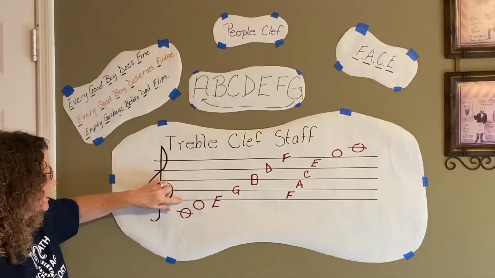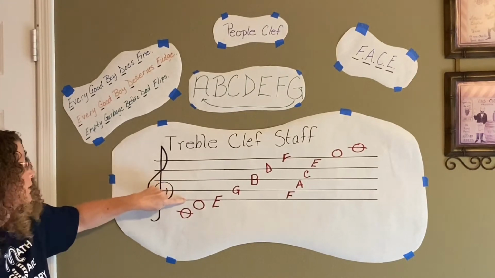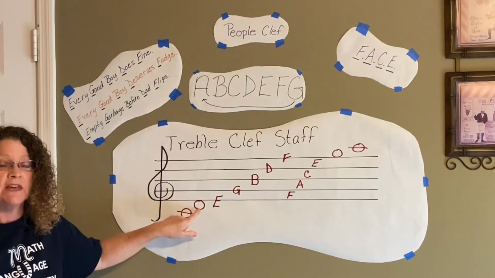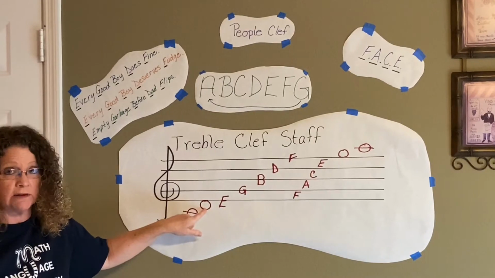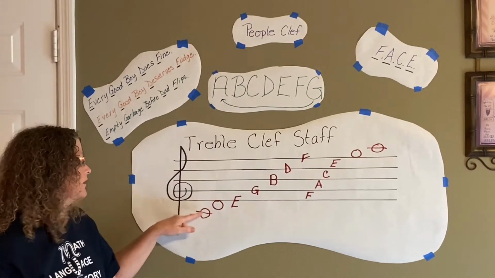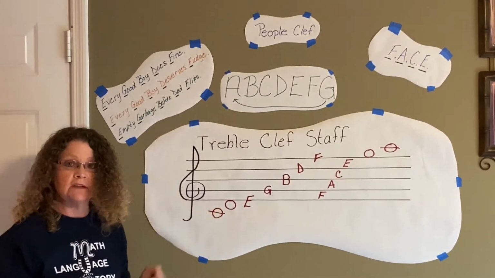If we go to the bottom, I'm standing on a line. I must go to a space next. So I take 1 step down. Sure enough, that is a space note. If I take another step down, if I'm in a space, I must step down to a line. And sure enough, there is a little ledger line. It is lower than the space, and it is a line note.